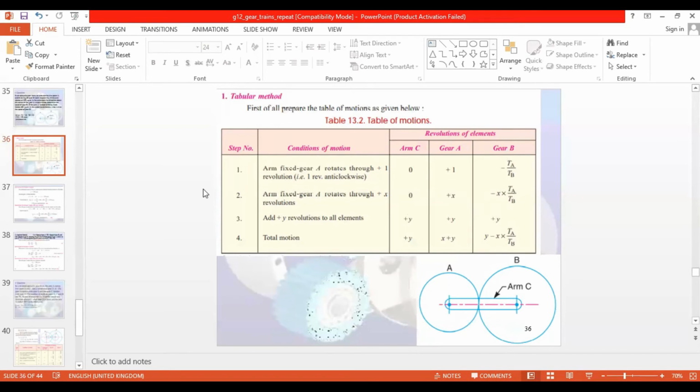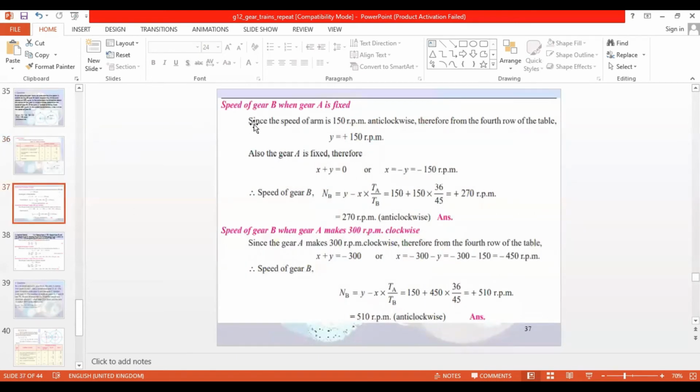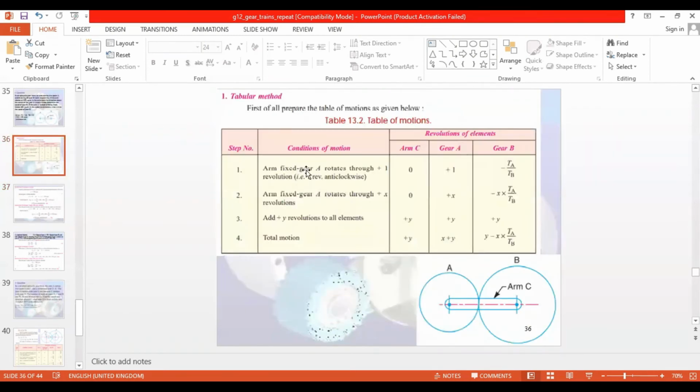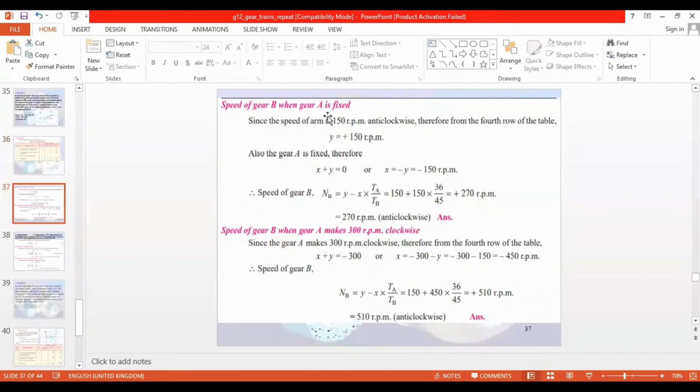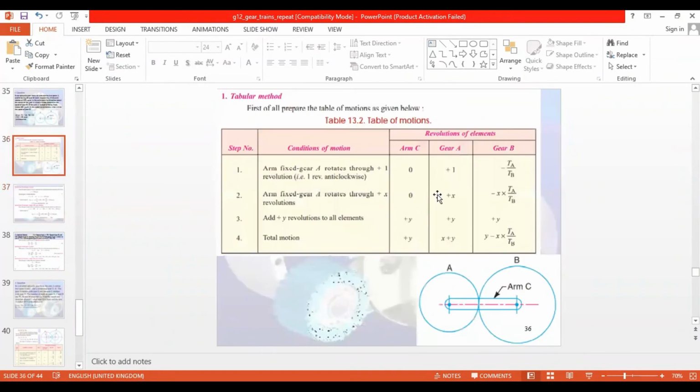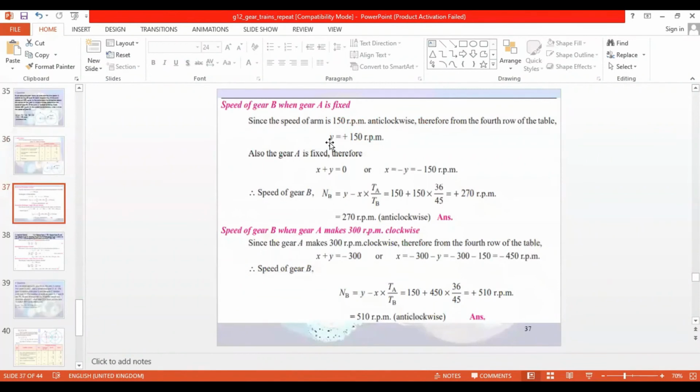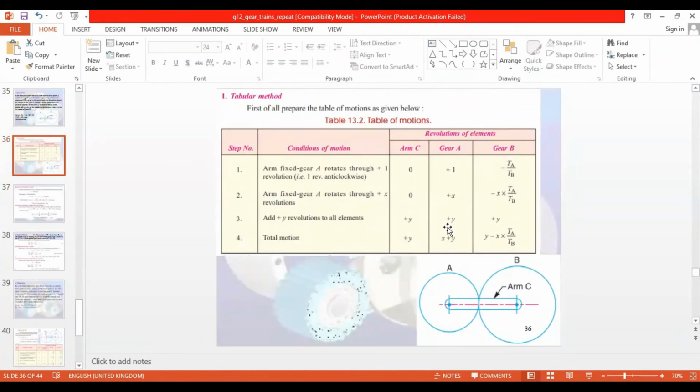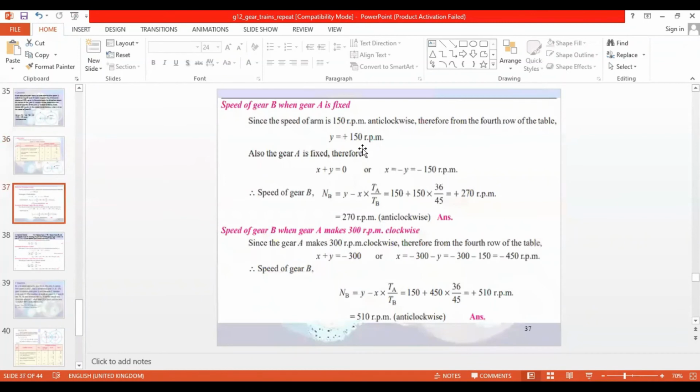Now we have the table, we will substitute the numbers. Speed of gear B when A is fixed. Since the speed of the arm is 150 RPM anti-clockwise, from the last row of the table, X is making X revolutions, Y is making Y revolutions. Total motion is X plus Y for gear A. Here, Y is equal to plus 150 RPM. Arm C is making 150 RPM, that is given. This is the motion of arm C, so Y is equal to 150 RPM.